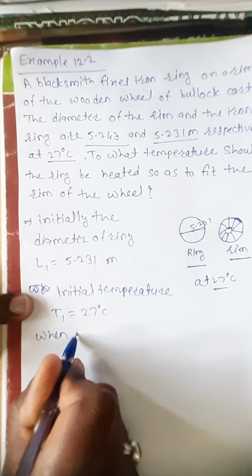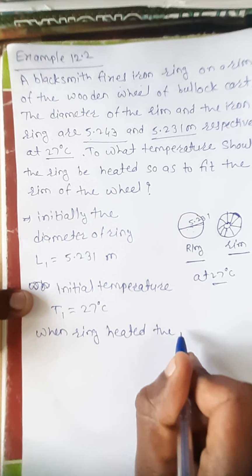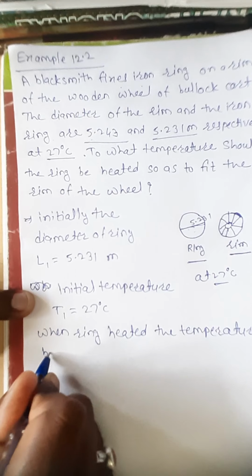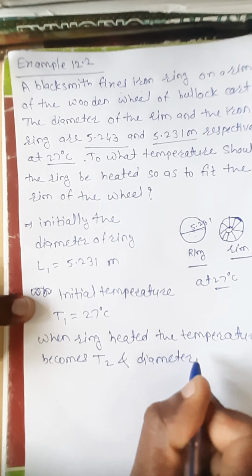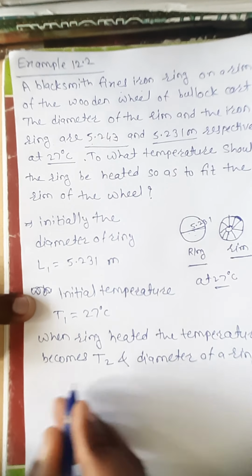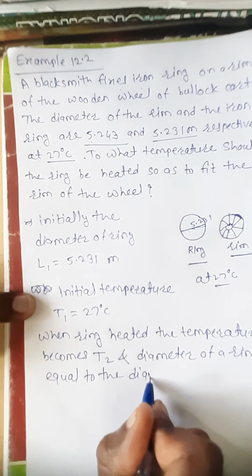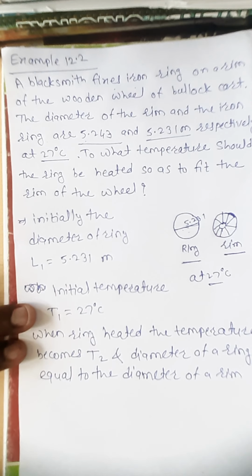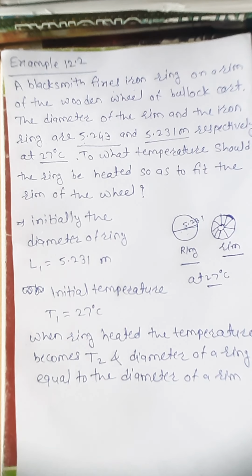When the ring is heated, the temperature becomes T2 and the diameter of the ring becomes equal to the diameter of the rim. When we heat the ring, its diameter becomes equal to the diameter of the rim, and that diameter we call L2.